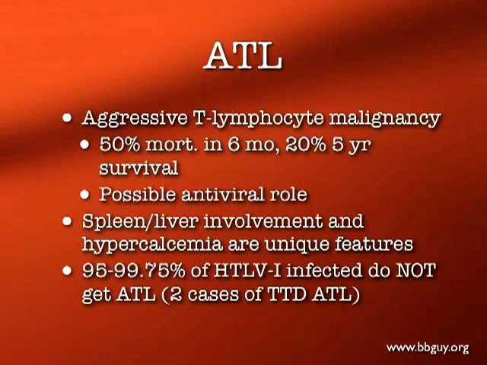It's a very aggressive T-cell malignancy that kills people fairly rapidly. The unique features about ATL are that the spleen and the liver are involved very early and very heavily, and these patients present with hypercalcemia. So despite the fact that these folks don't do well at all, and that it sounds really scary for individuals who are HTLV-1 infected, the truth is that the vast majority of people who are truly infected do not get ATL. 95 to 99.75% of those who are HTLV-1 infected don't. And in fact, there have only been 2 cases of reported transfusion-transmitted ATL from HTLV-1 infection. So not a very common problem for us, though obviously we do have to test.